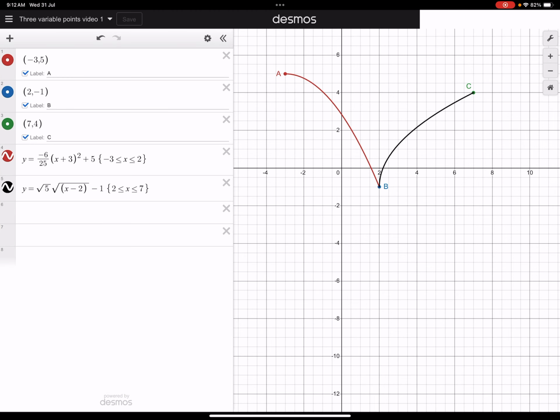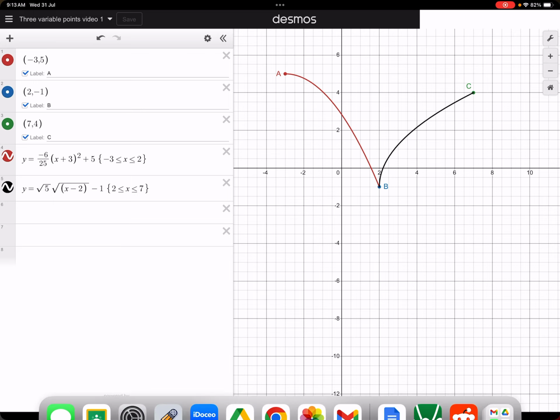Here's one I prepared earlier, and you can see in Desmos I've put these two curves in. I've got the parabola here, the red line, negative 6 over 25, and the other one is the root 5 times the root of x minus 2. So that's the first step of this. But let's take it to the next level.